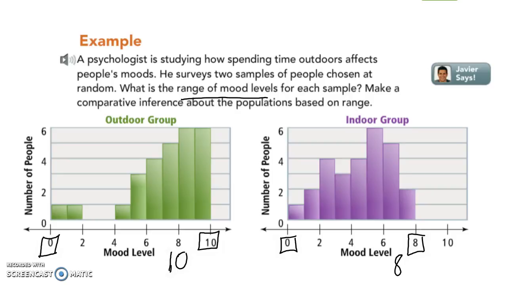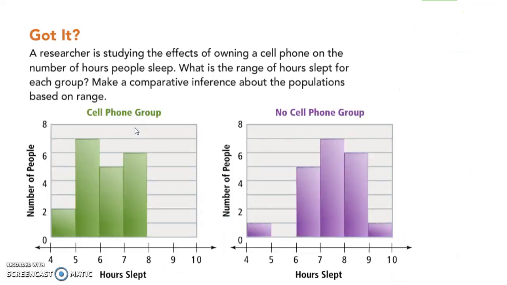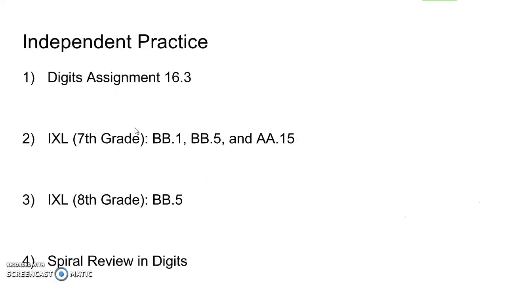So what can we make an inference about based on that? We can make an inference that with the outdoor group, their happiness or their mood level ranged more. So maybe some people love the outdoors, but some people hate the outdoors. Whereas with the indoor group, there wasn't anybody all the way at a 10. That means that people don't love being indoors as much as they love being outdoors. But there were still some people at 0 there. So more of a range of emotions with the outdoor group. All right, that's kind of the same thing.